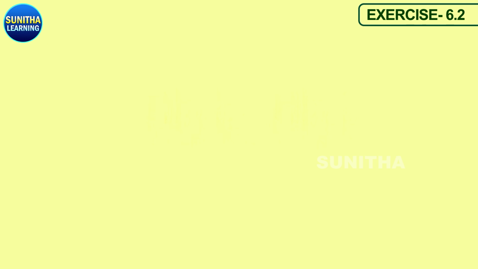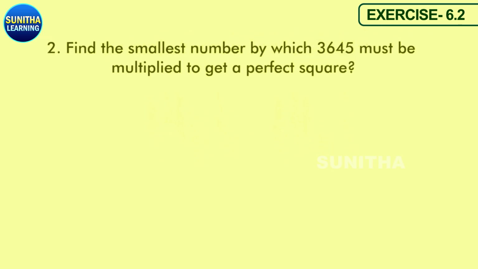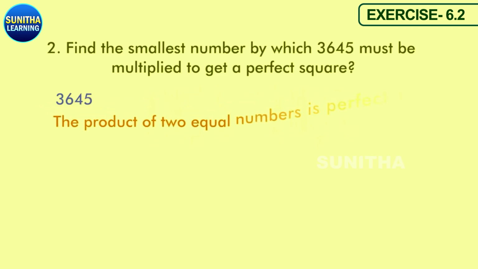Now let us see the next problem, the second one. Let us read the question. Find the smallest number by which 3645 must be multiplied to get a perfect square. Just remember what a perfect square is. A perfect square is nothing but the product of two equal numbers. If the factors can be grouped as pairs of equal numbers, then that is called a perfect square.